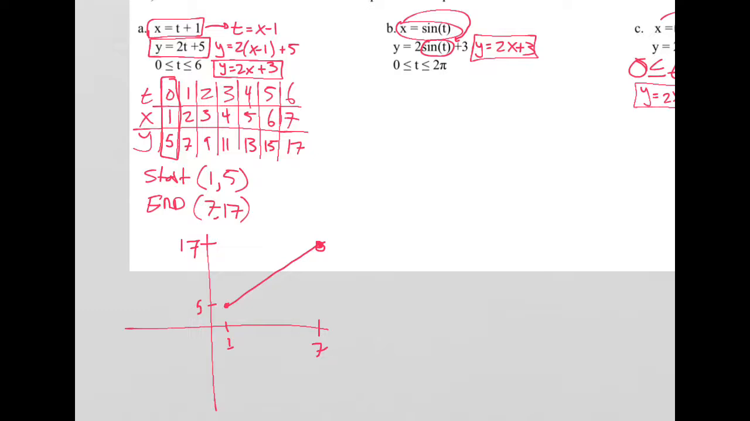Orientation, let's indicate the orientation by putting an arrow in the direction of this function. It's going to start right there at 1, comma 5, and it's going to end over here at 7, comma 17. So there we have it, our start point, our end point. It's just following that linear line from left to right, up that graph.